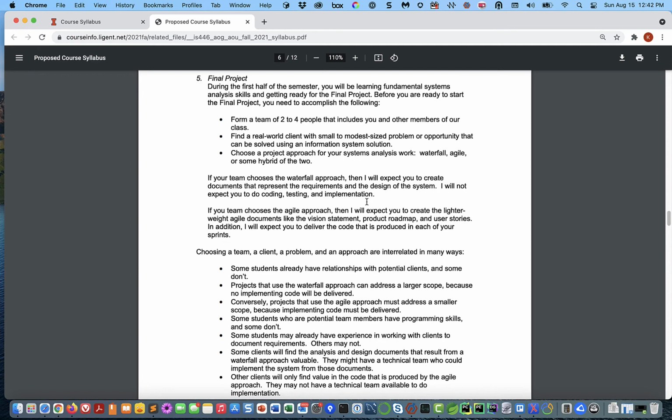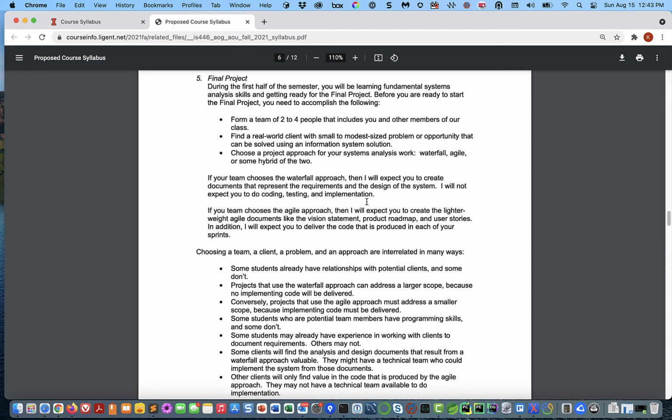It'll be your job collectively to find a real world client. So if you're going to have a team of two, between 2 people, you need to find one client. If you're going to have a team of four, among 4 people, you need to have one client.